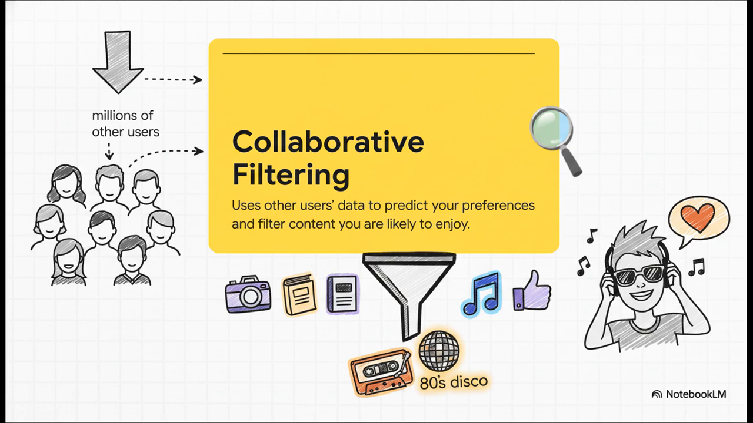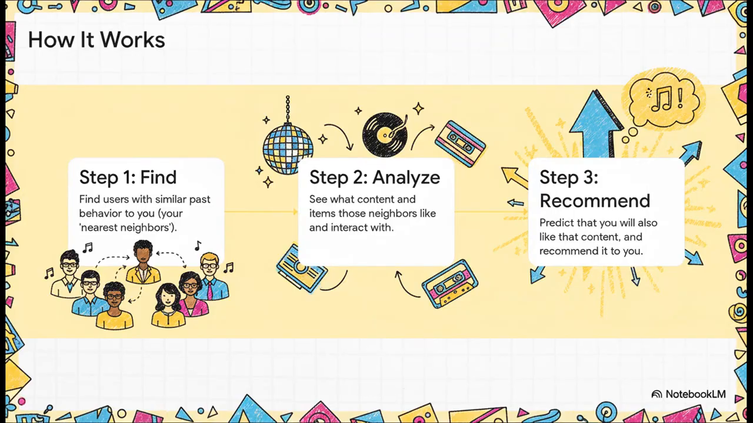Imagine you're a huge fan of 80s disco, and a brand new song from that era just dropped. Okay, here's the cool part. The system doesn't even need to know anything about the song itself. Not the artist, not the lyrics, nothing. Instead, it just finds your nearest neighbors. In this case, other users who also listen to a ton of 80s disco. Then it sees, hey, these people are all loving this new track. And based on that, it predicts that you'll probably love it too. And bam, it pops right up at the top of your recommendations.